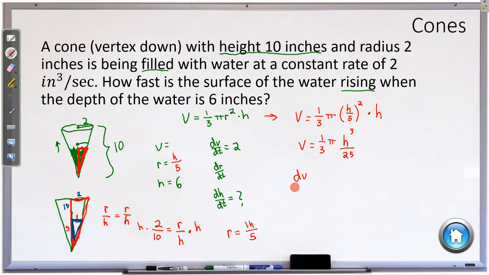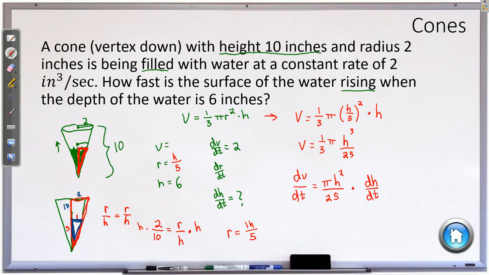The derivative of v with respect to t is equal to, take the derivative of this side. Now, the 1/3 pi is just a number. The divided by 25 is just a number. The only actual variable we're taking a derivative of is h cubed. So the 3 multiplies down in front, and it cancels out the 1/3. So we're going to have pi. On the bottom, we're going to have 25. And on the top, we're now going to have h squared times dh dt.